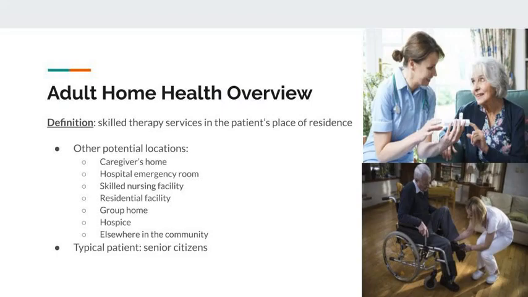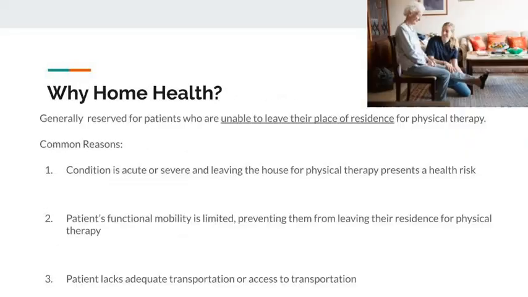Home health care is defined as skilled therapy services in the patient's place of residence. However, as per the home health section, home care may actually be provided in other places, including the caregiver's home, a hospital emergency room, skilled nursing facility, residential facility, group home, hospice, or elsewhere in the community. While the majority of patients are senior citizens, there are also pediatric patients with developmental disabilities and other conditions, which will be further addressed in the pediatric home health presentation.